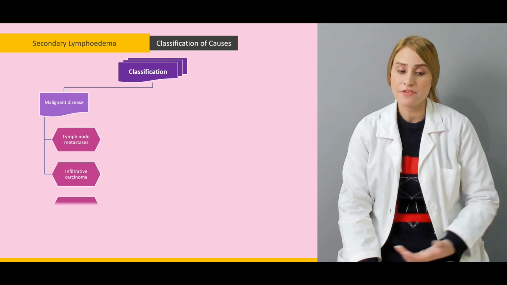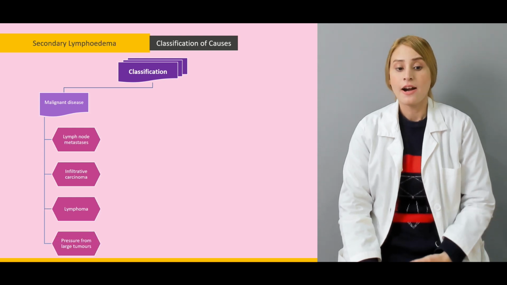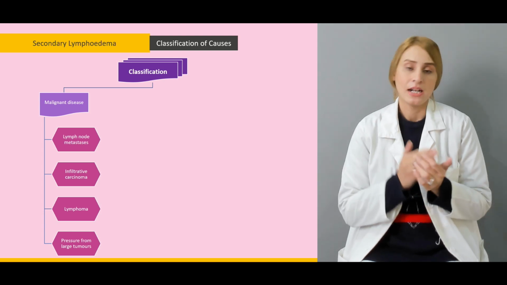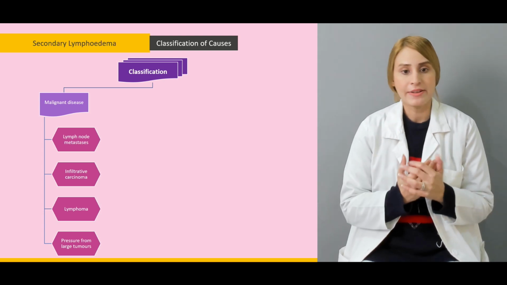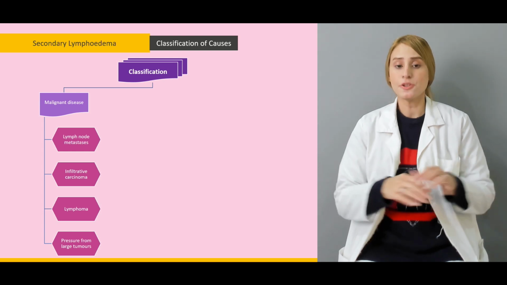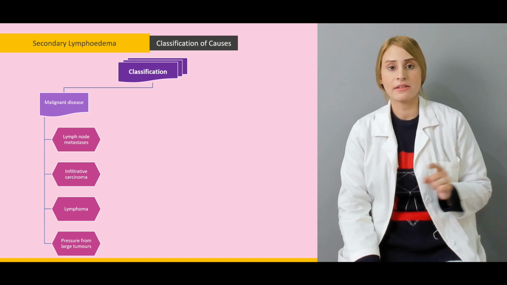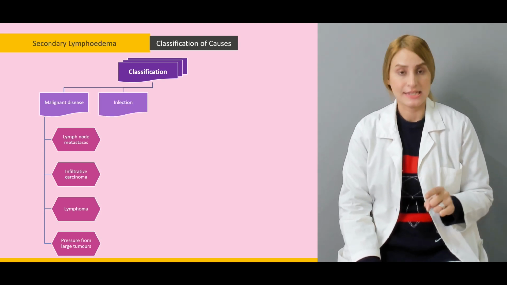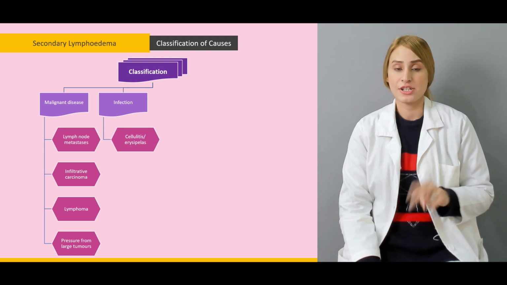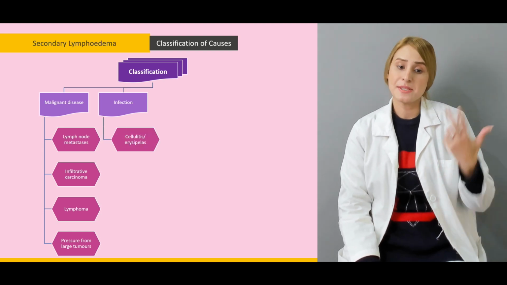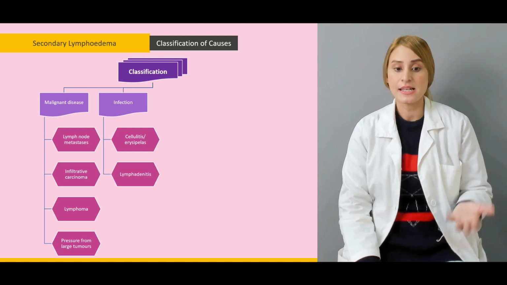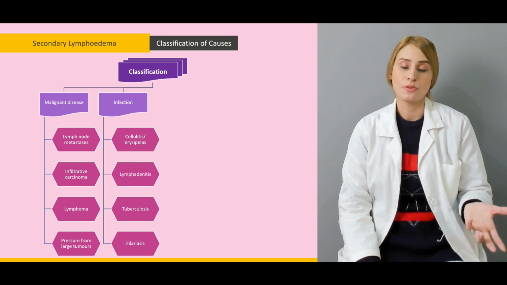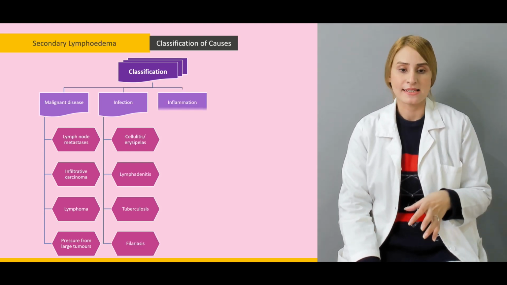There can be infiltrative carcinomas, or they can be lymphoma, and sometimes because of the pressure from the large tumors, there can be lymphedema. So one category in the secondary lymphedema classification is malignant disease. The second important thing is infection, and it can be erysipelas, cellulitis, lymphadenitis, lymphangitis, tuberculosis, or filariasis.